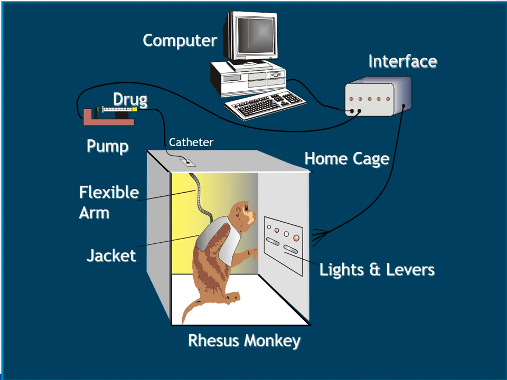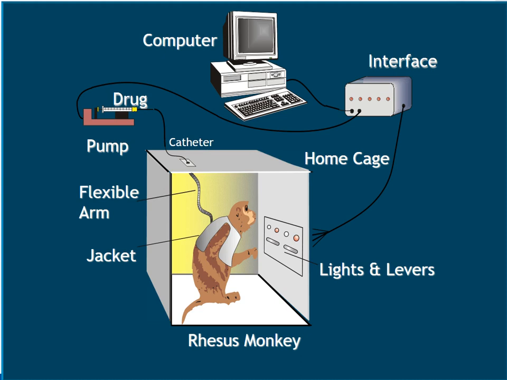The panel connects to an interface and computer which controls the delivery of drug intravenously through the catheter by controlling the activity of a syringe pump that is connected to the interface. So completion of a given response requirement will lead to the presentation of lights or drug-associated cues and the intravenous delivery of a certain dose of a drug.